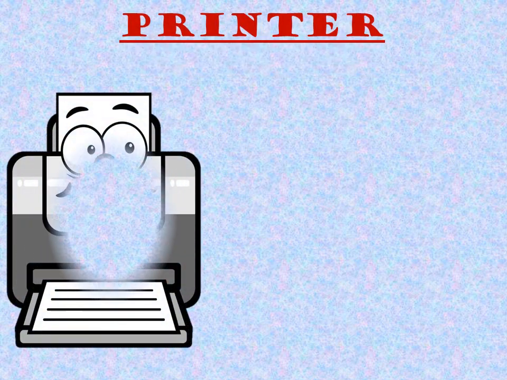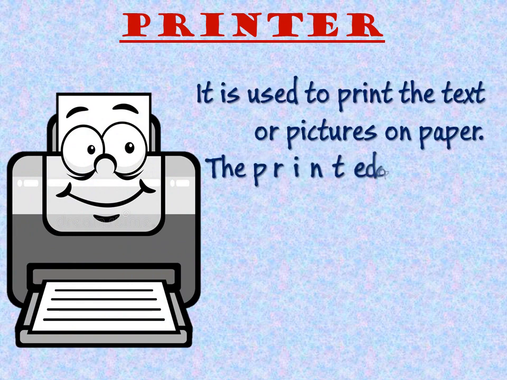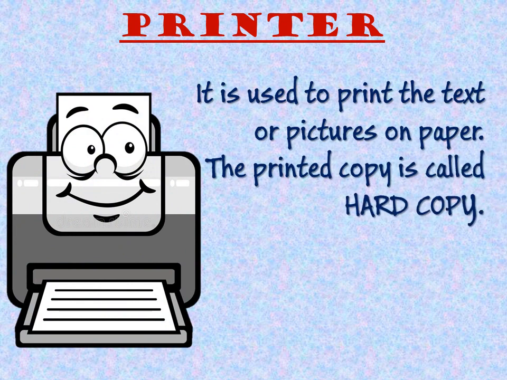The next output device is the printer. It is used to print text or pictures on paper. Suppose you have typed a poem or any paragraph in a computer. Now you want to show it to your teacher. You can't bring your computer to school. So what can you do? You can print your poem through a printer and bring that paper to the school.